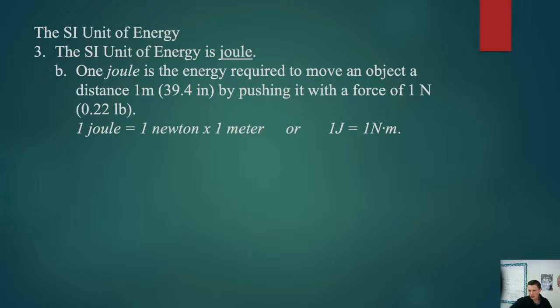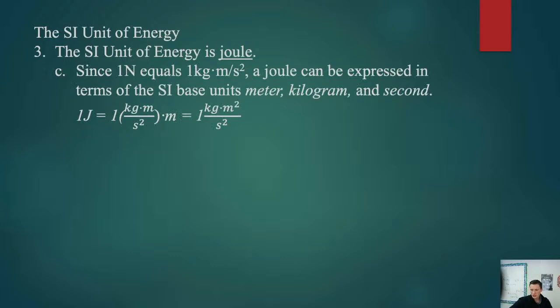Okay, and it looks like our next note, you've learned what a Newton equals. Since 1 Newton equals 1 kilogram times meters over seconds squared, a joule can also be expressed in terms of the SI base units: meters, kilograms, and seconds. So 1 joule can equal 1 Newton times 1 meter. 1 joule equals 1 kilogram times meters divided by seconds squared. Again, they're all 1, so the numbers are easy.